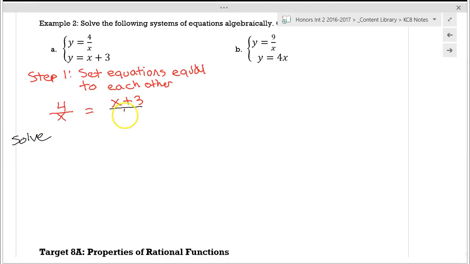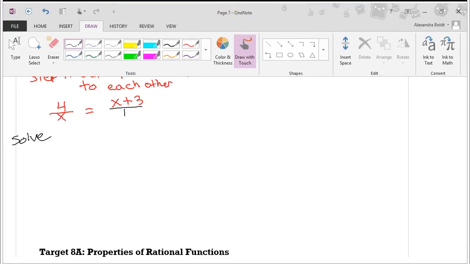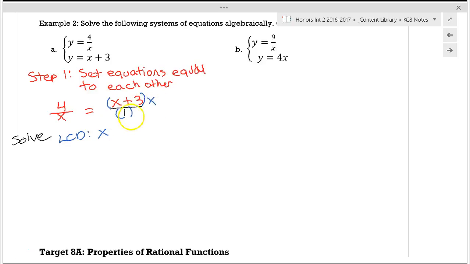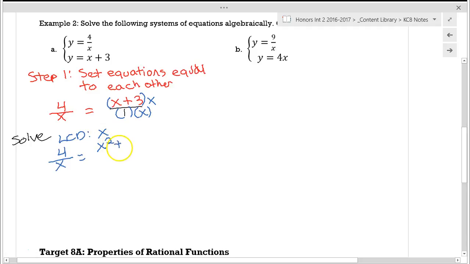Just like before, this is really x plus 3 over 1. So now I'm getting an LCD. My LCD here is just x. The first equation isn't missing anything. My second equation is missing an x. So I have 4 over x equals, distributing that, x squared plus 3x over x. Then ignoring my denominators, I have 4 equals x squared plus 3x.